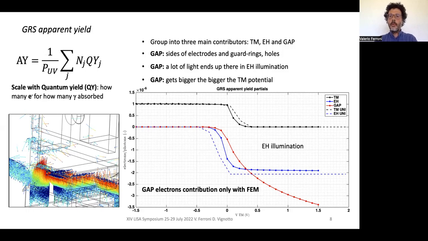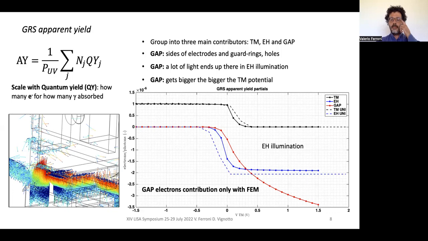And then we group apart the gap contribution, which considers all the electrons emitted from the sides of the electrodes, the guard rings, and the holes in the GRS. This part of the electrons in general was neglected because to trace their path, you need to know the electric fields in that narrow area. But for some illumination cases, for example, when you illuminate the electrode housing, a lot of light ends up there, so it's important to assess this contribution.